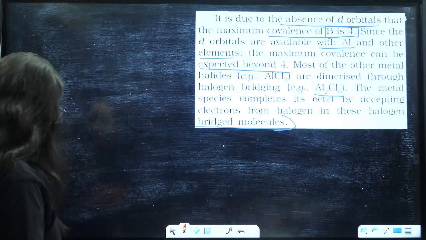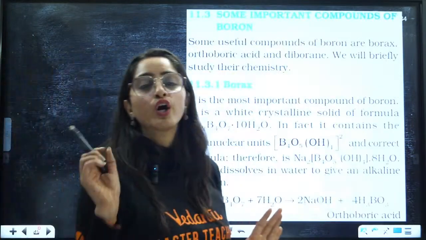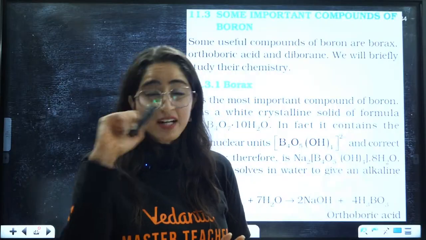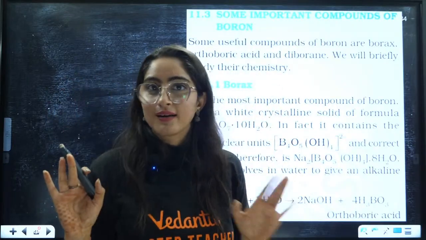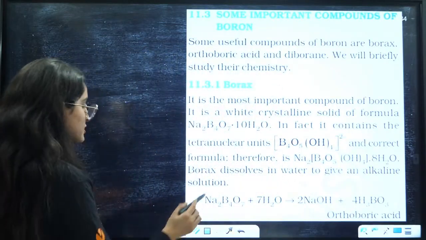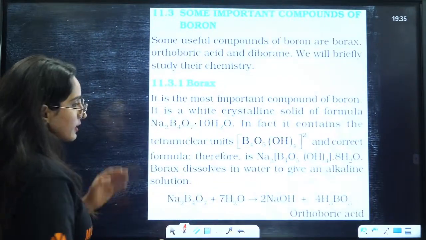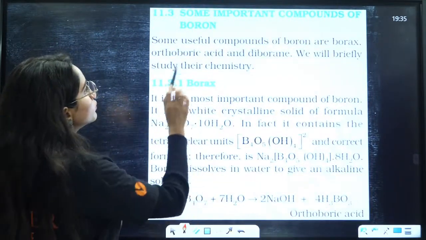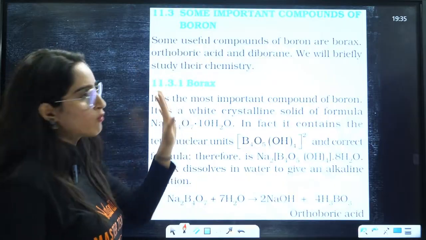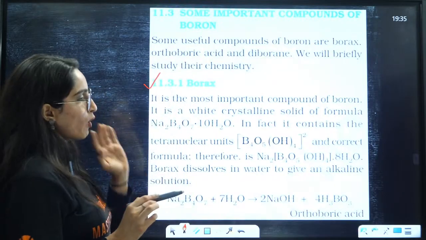But from now, we have to be very selective because they have not mentioned the compounds. But it's not like you will just skip everything here. Don't do that. So let us see what are the selected things that we are going to do. Some important compounds of boron. First is borax.